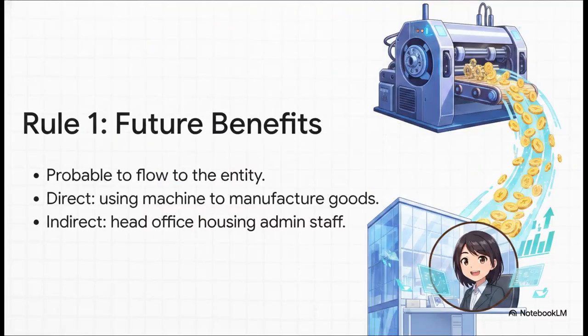Let's elaborate on Rule 1 first. Future economic benefits. It has to be probable that these benefits will flow to the entity, because businesses don't just buy assets for fun, right? They buy them to generate income. Now, this can be direct, like using a huge machine on the factory floor to manufacture goods that you then sell for cash, or it can be indirect, like a head office building that houses your admin staff who are busy processing invoices. Both of those completely count as future economic benefits.